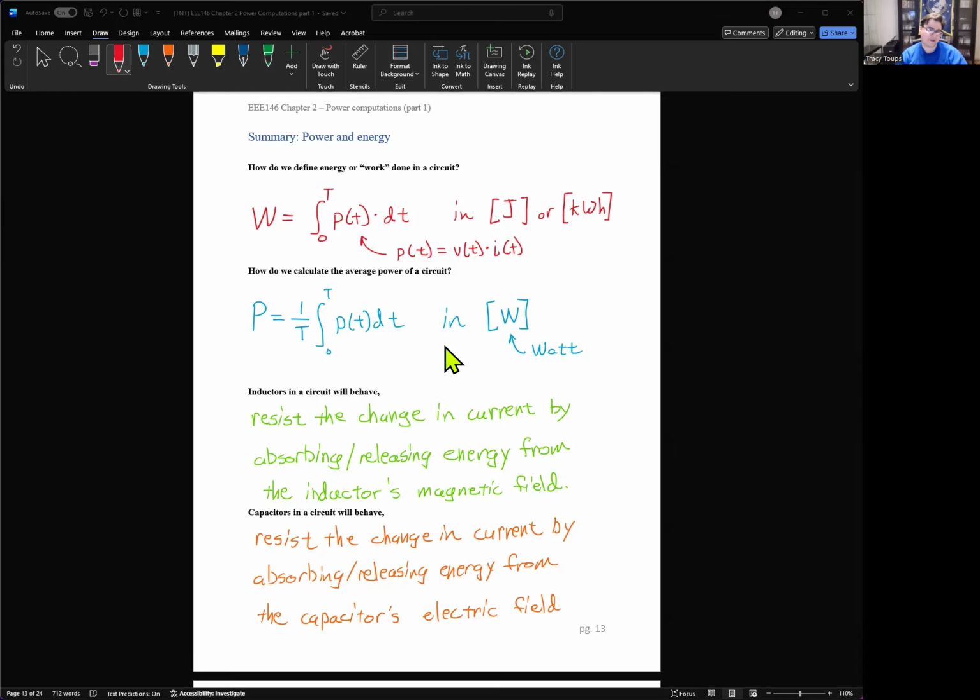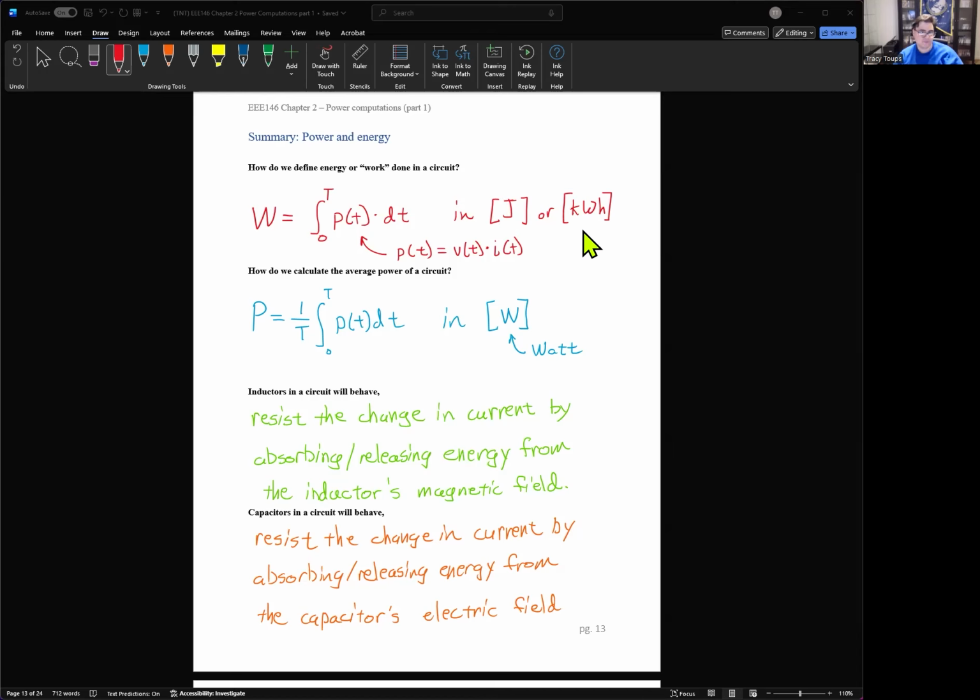So how do we define energy or work done in a circuit? Energy is always equal to the integral over the time we look at of the instantaneous power, and instantaneous power is always volts times current at the exact time we're looking. Every millisecond, we look at that instantaneous power and add it into our integral. At the end of our period, or however long the circuit was on, we have a total amount of joules that the circuit used, absorbed, or supplied, or a total amount of kilowatt hours. They're interchangeable units. Joules are the SI unit, kilowatt hours is more for electrical engineers.